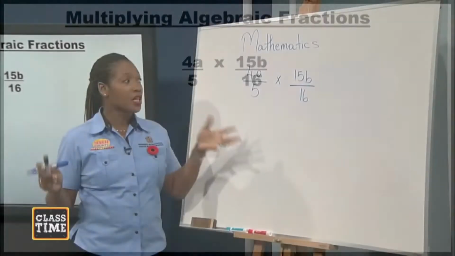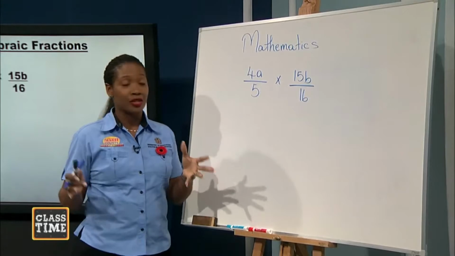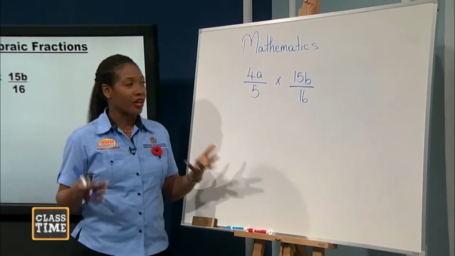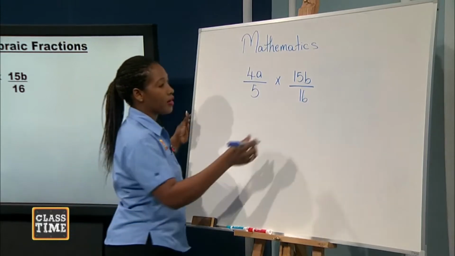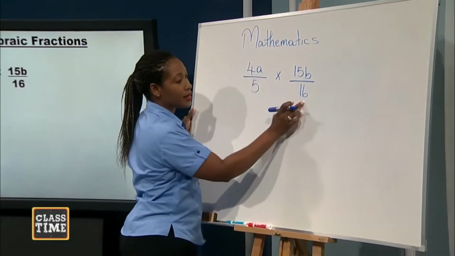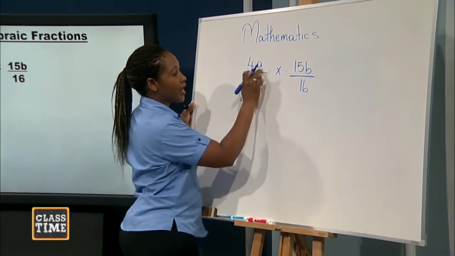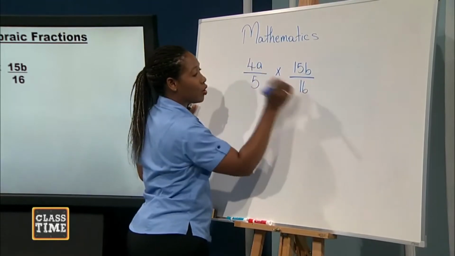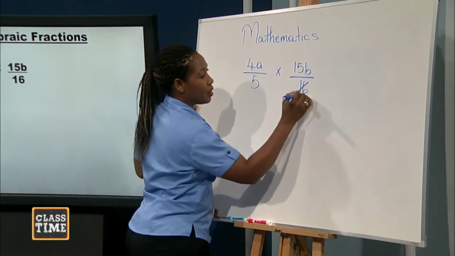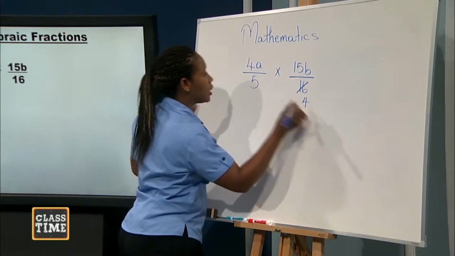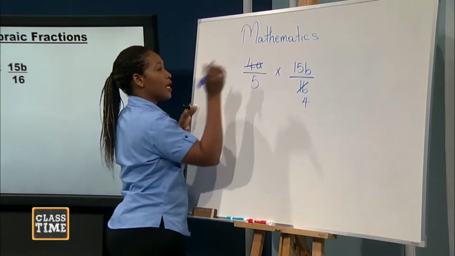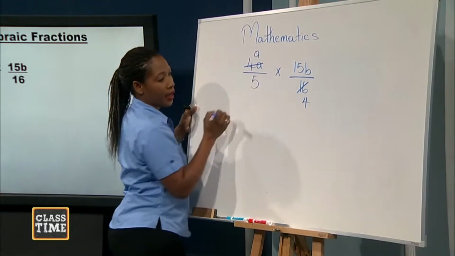All right, so the first thing I am going to always try to do is to simplify my algebraic fractions. How can I simplify it? Look for common factors. I can see that 4a and 16 have 4 as their highest common factor. So I'm going to factorize 4 out of 16. 4 into 16 goes 4. 4 into 4a leaves a.